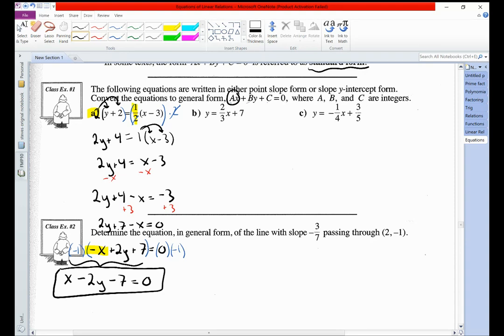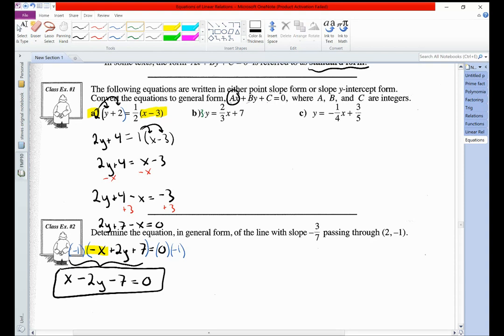Let's go on to B. Hopefully I can do it in a few less steps here. So we have y is equal to 2/3 x plus 7. To get rid of this fraction: in the first one, the fraction was multiplied by the entire term. But in B, the fraction only is multiplying into that x. It's only affecting that x. But in order to get rid of it, we can multiply every term by 3.